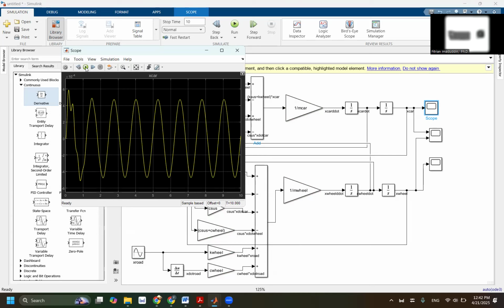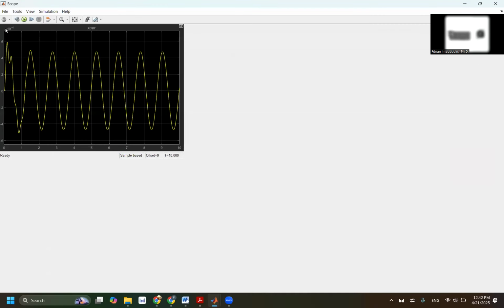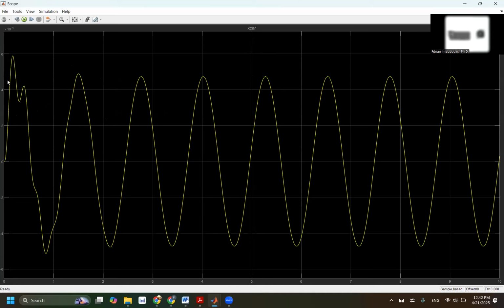This is what happened. You see this bump here? This is exactly 5 radians per second, following the frequency of the road. And oh, this is really big. Pay attention to the unit. This is in meters. So this is about 4 to 5, slightly less than 5 times 10 to the power of -4 meter. So 10 to the power of -4 meter is what? 0.5 milli, 0.5 millimeter. And what happened in the beginning?